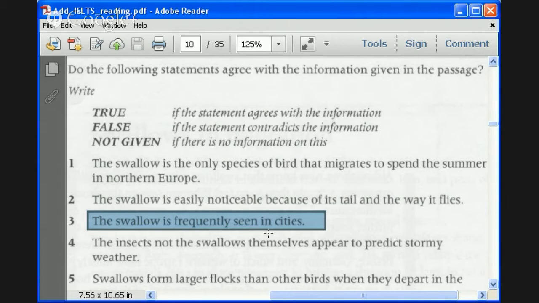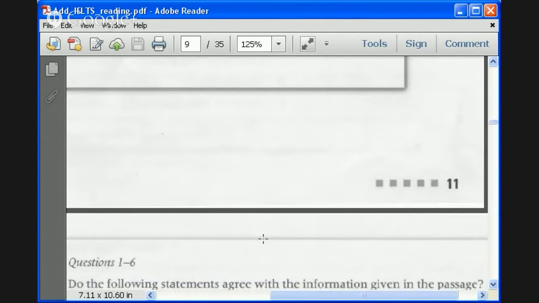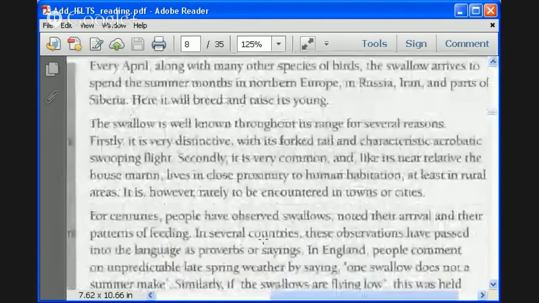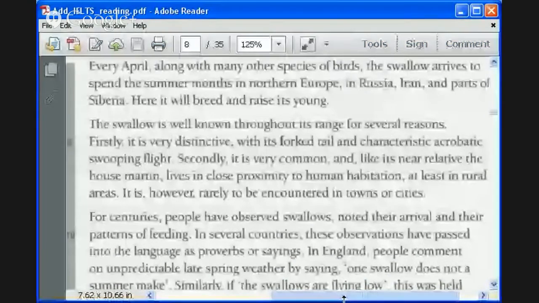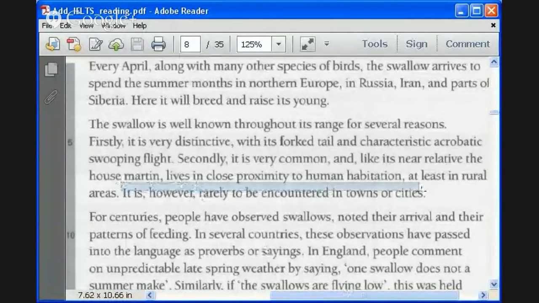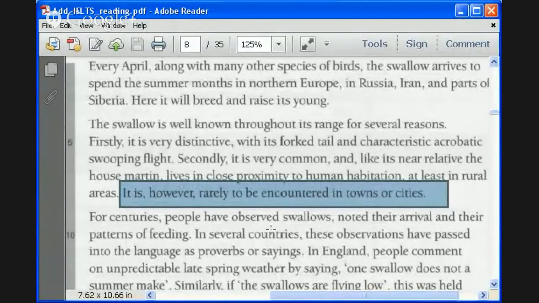Okay, Max. The swallow is frequently seen in cities. I think it's true because in the second paragraph, last sentence: "However, rarely to be encountered in towns and/or cities." Okay, here it is. You found the information very quickly. Good, that's the key to success. But it's wrong. But what is it?